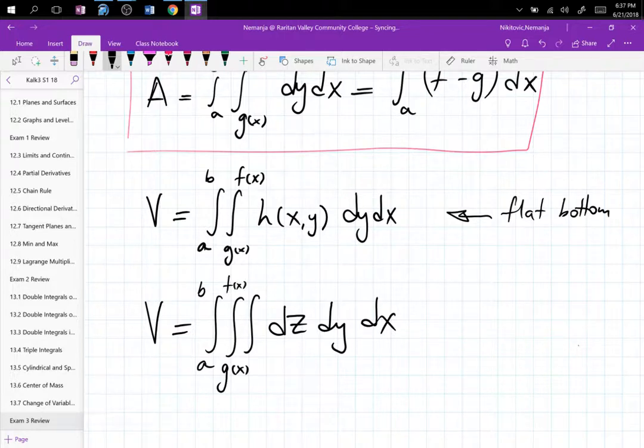And then f of x, and then I have g of x, y and f of x, y as the most inner, and that would be the top of the object, and that would be the bottom of the object.